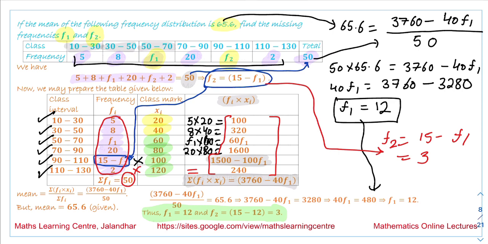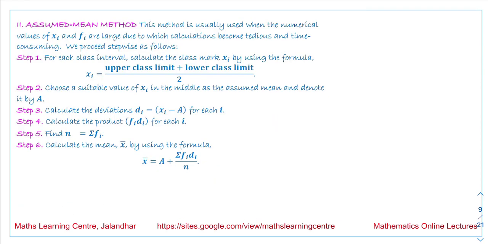Now the next method we have is the assumed mean method. We use this method when the numerical values of xi and fi are large, and because of the large values of xi and fi it becomes difficult to perform the calculations. So how do we solve this kind of problem? In this method, the first step is that the class intervals are given to us.